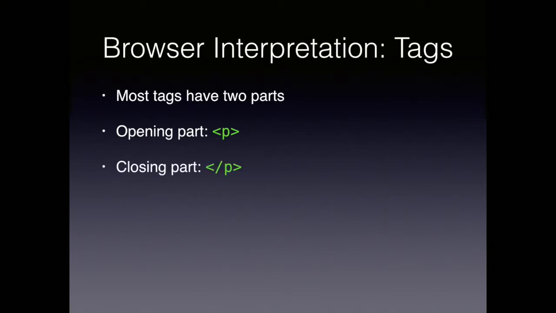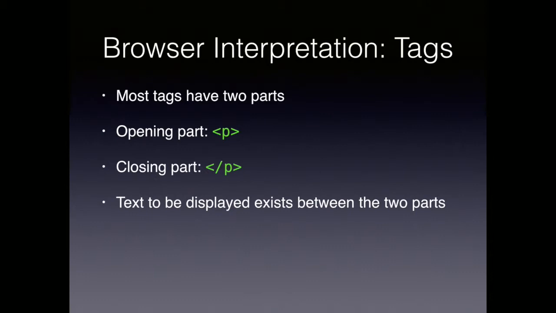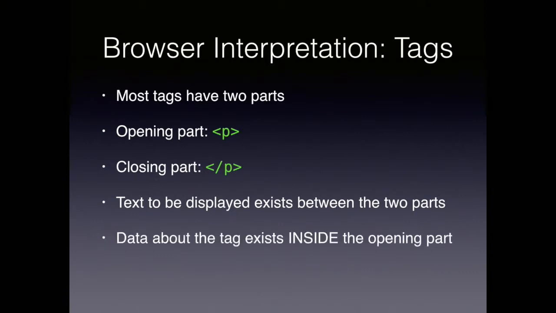Now, the closing part looks like this, which is a less than sign, but then in order to signify that this is a closing part, there's a forward slash before the name of the tag, and then a greater than sign. The text that is to be displayed would exist between the two parts. And the data about the tag, such as font colors, font sizes, and so on, would exist inside the opening part. And one more thing is that tags can be nested. This will also become clearer in the next slide and in the demo and in future videos.